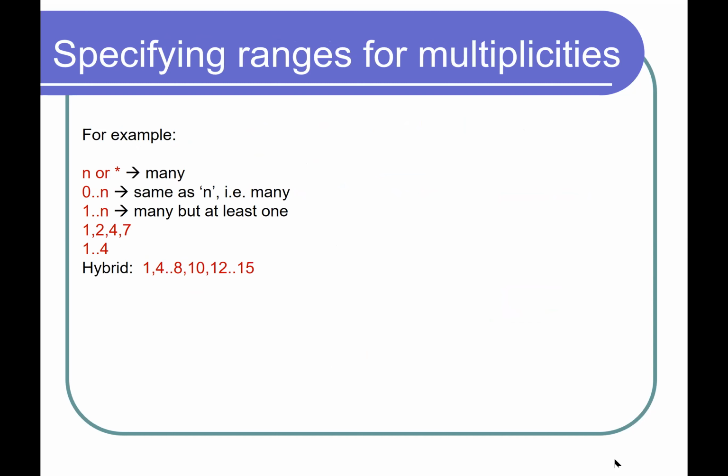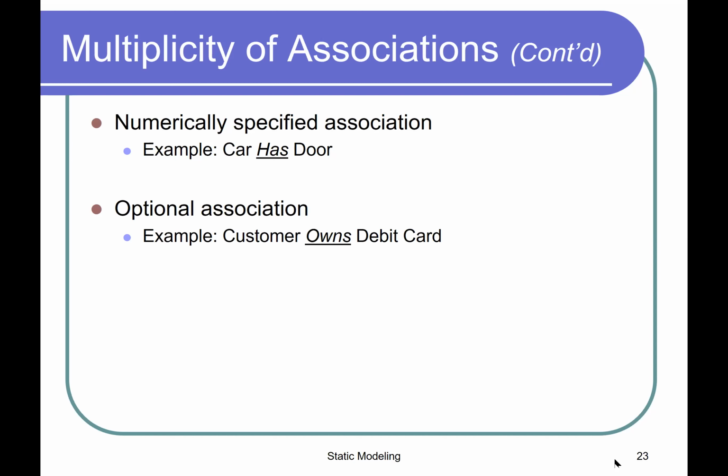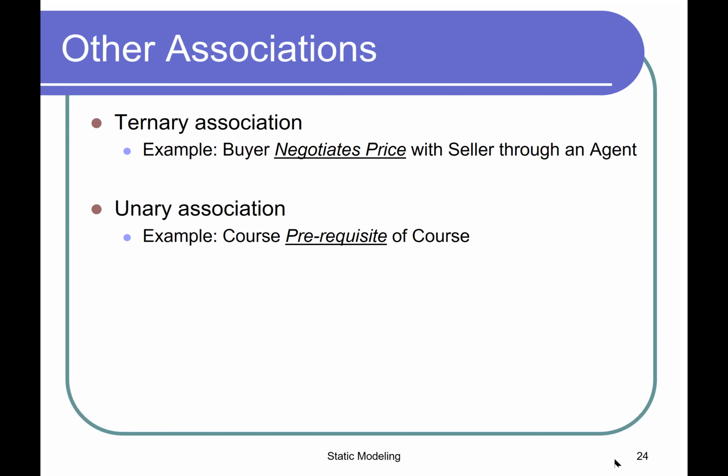How we put the numbers to do multiplicities. With it, we can define one-to-one associations, one-to-many associations, many-to-many. Maybe a numerically specified association, like a car has 4 doors or 3 doors or 5 doors. An optional association, usually 0 to 1 or 0 to an even higher number. So a customer owns a debit card: you can own one, or not own anything, or own more than one.